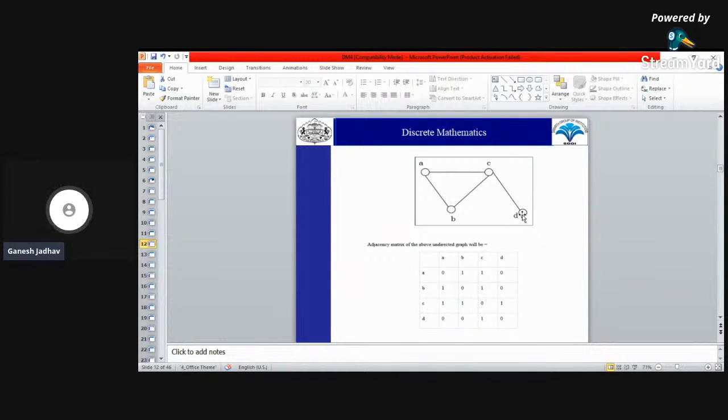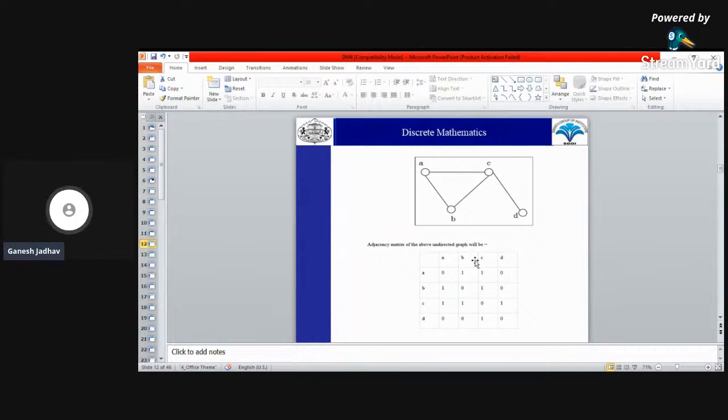For D also, go to your D and see any connection with A? No connection, so you can write 0 here. Any connection with B? No connection with B, so you can write 0 here. Connection with C? Yes, there is a connection with C, so you can write 1 here. And connection with itself? No connection with itself, so you can write 0 here. So here there are 1, 2, 3, 4, 5, 6, 7, 8 ones, and the number of edges is 1, 2, 3, 4. So it is twice the number of edges.